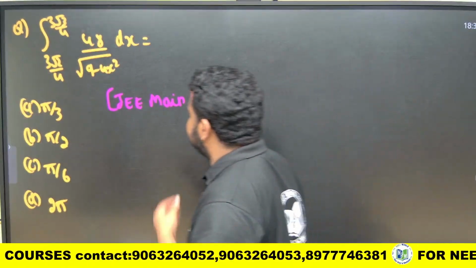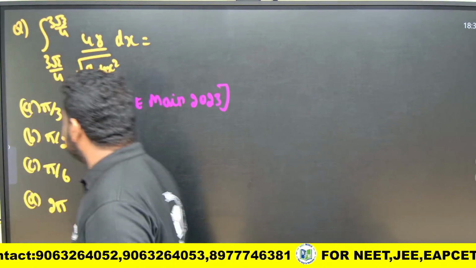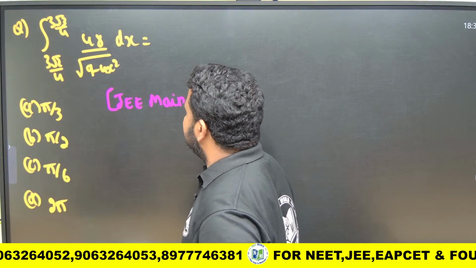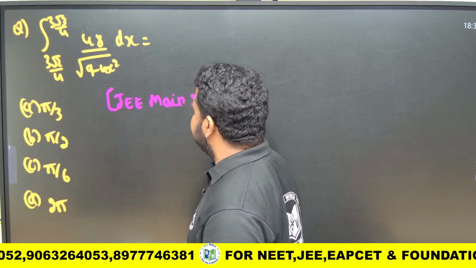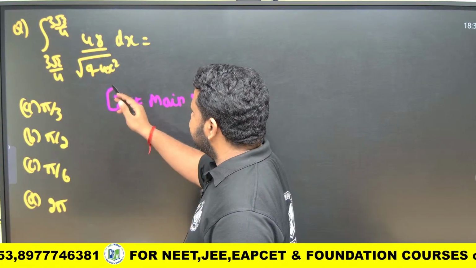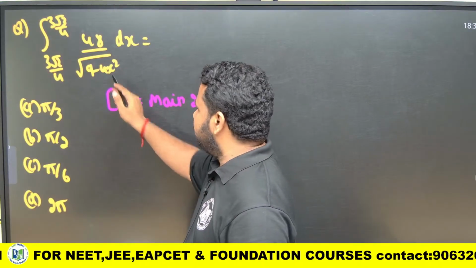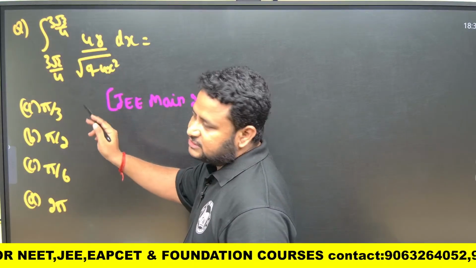So this is the question they have given, JEE Main 2023 question. Alright, JEE Main 2023 question. So let us have a look at it. So they have given the integral with some limits of 48 by square root of 9 minus 4x square. So here what I should do? I should make the coefficient of x square just 1. Here 4 is given. So if I take 4 outside the square root, it will become 2.